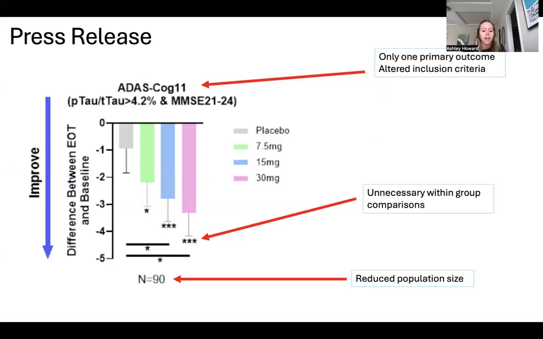Unlike my statistical analysis plan, the press release does not test both co-primary endpoints jointly and instead tests 2 independent tests and deviates from the protocol. As seen in the figure, they try to suggest significant results while only mentioning one endpoint. They also included unnecessary within-group comparisons in addition to their between-group comparisons that create a multiplicity issue.